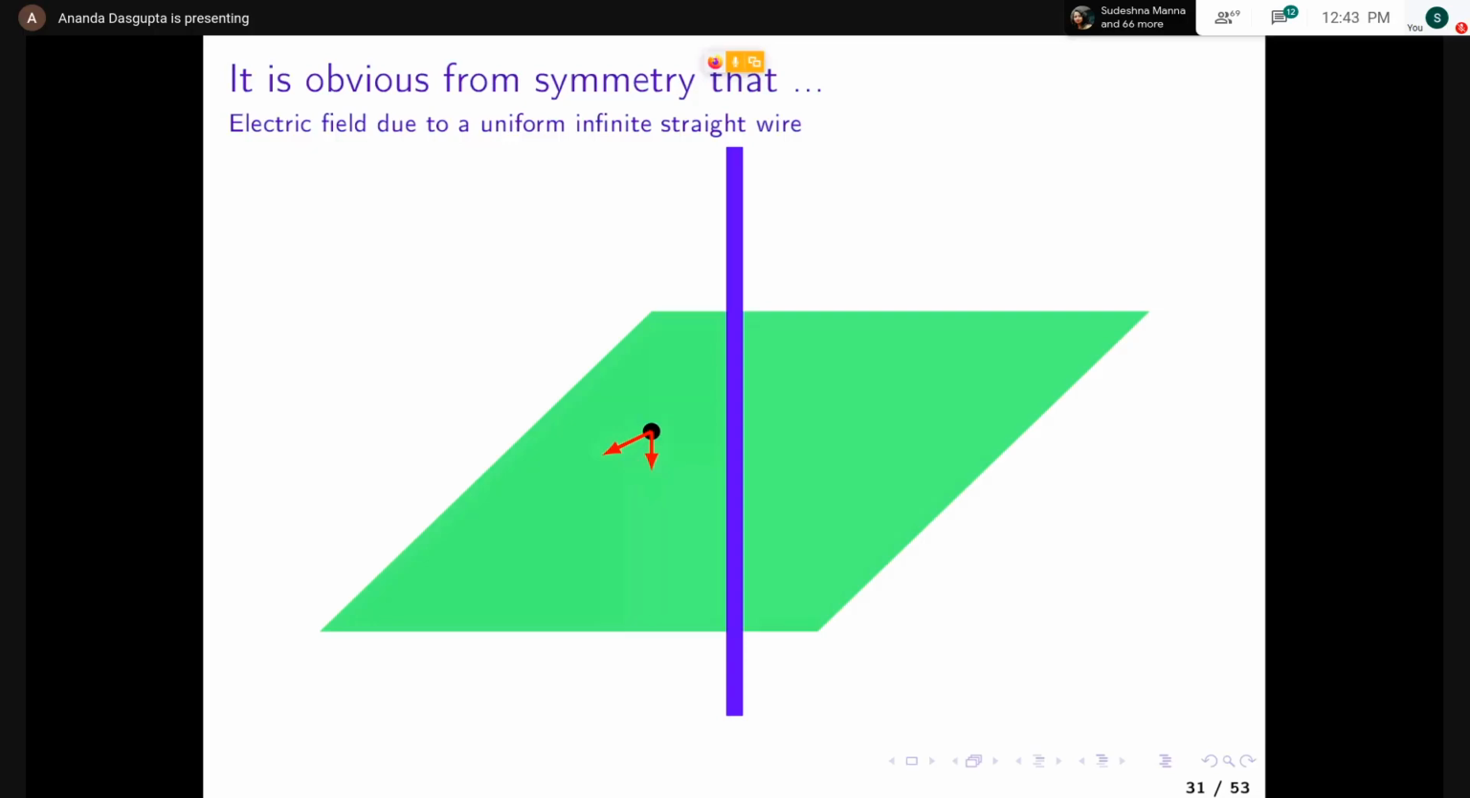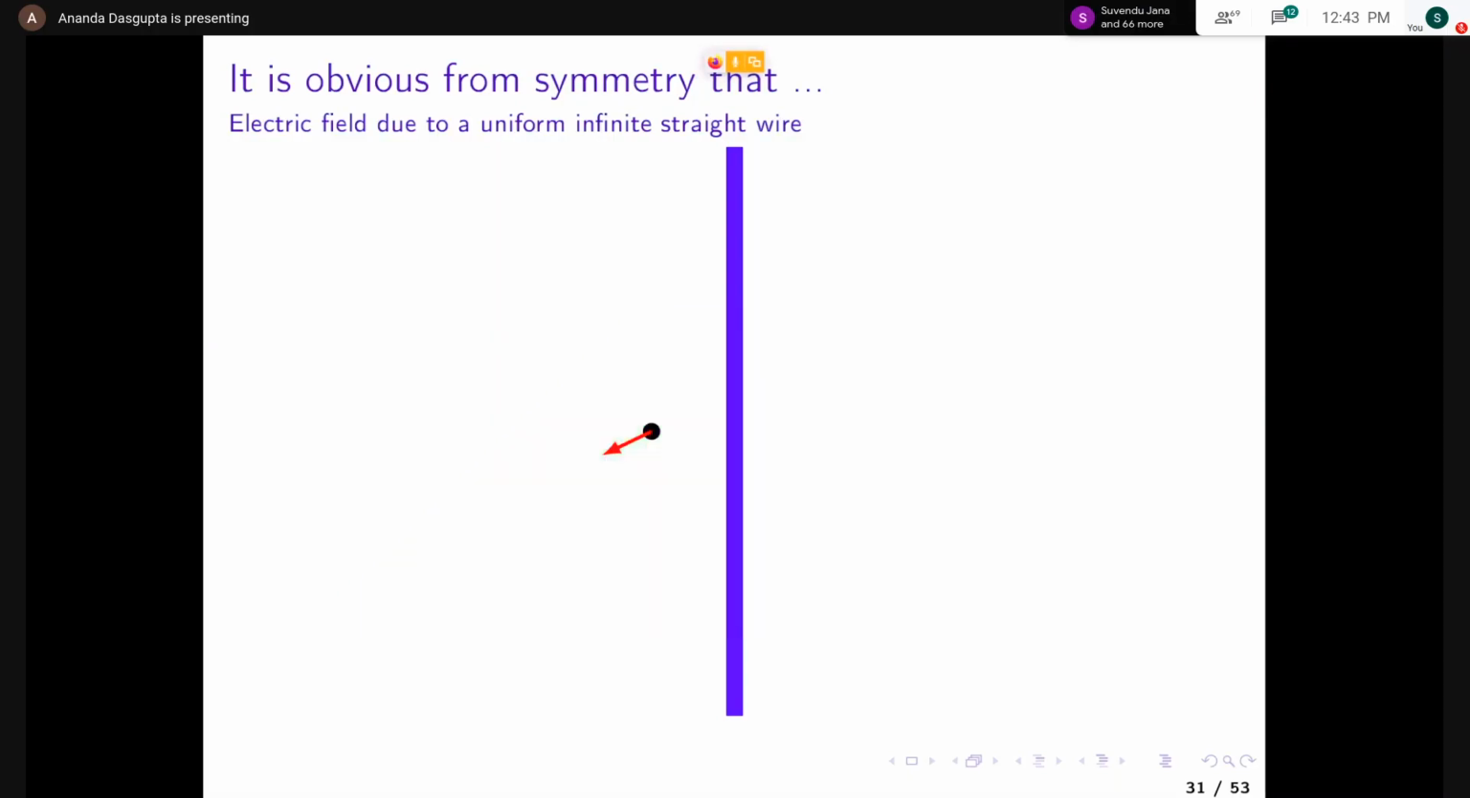So I must argue again, because I should not be able to tell whether I have reflected or not, the component in the plane, the radial component, is the only one that can be non-zero. The vertical component has to be 0. So this is the symmetry-based argument which says that the electric field at a point near an infinite straight current carrying wire is radially outwards.